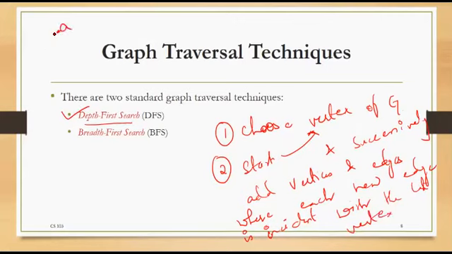Where each new edge is incident with the last vertex. Suppose you have taken a vertex A. Now, what are the edges connected to A? You should take one of them. So if A is connected to B, then this B is adjacent to A and this edge is incident to A.